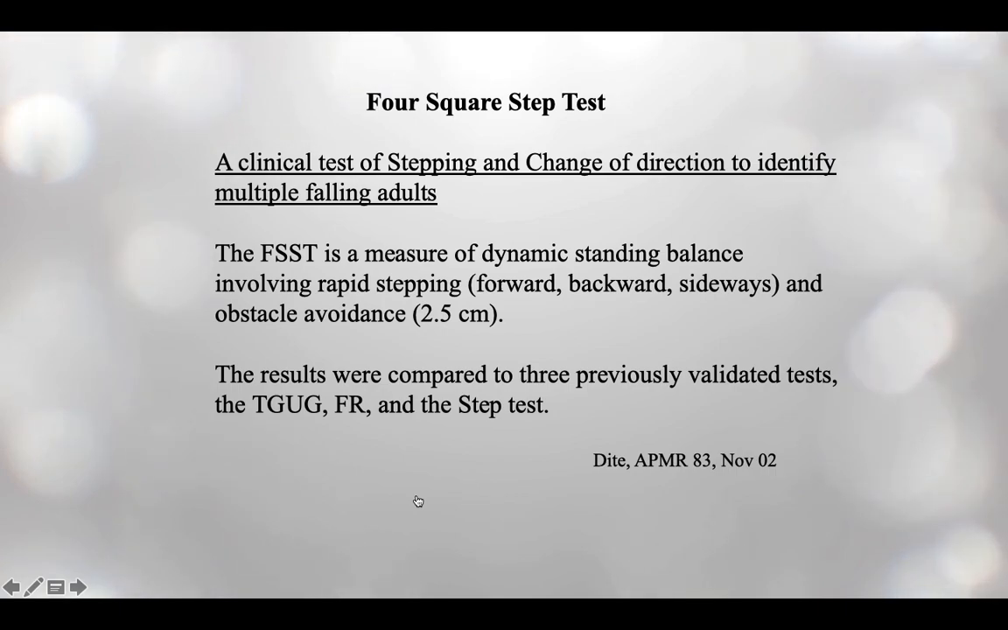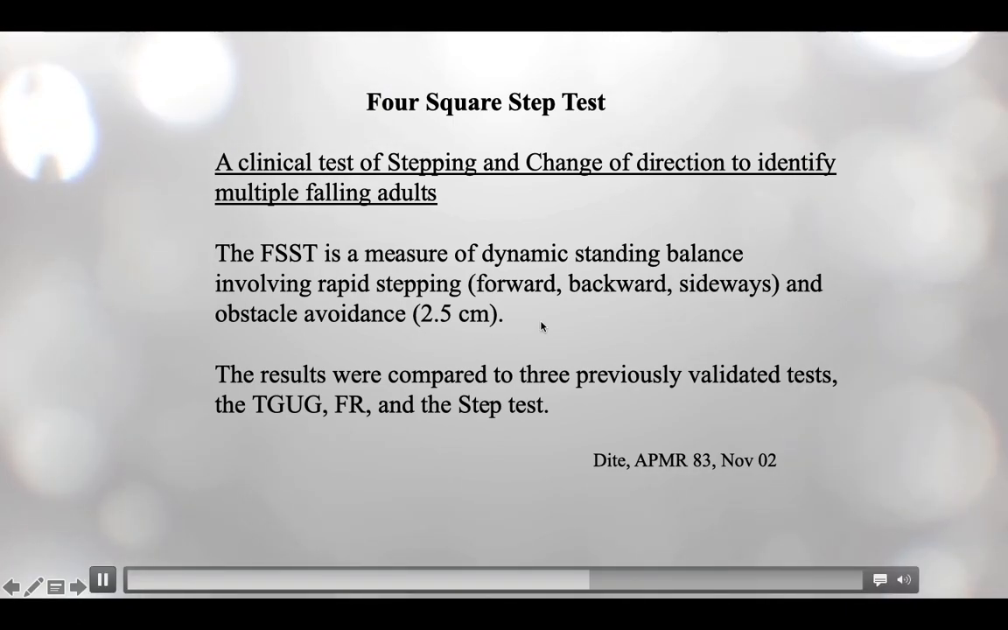Now, the last two we are left with are the four square step test and the six-minute walk test. Four square step test is a clinical test of stepping and changing direction to identify multiple falls. So, what we are doing in it, again, we are seeing the direction. First go forward, then take a step backward, then take a step sideways. It is much similar to the star excursion balance test which we did in the lab hours. There also you were testing the dynamic balance in different directions.